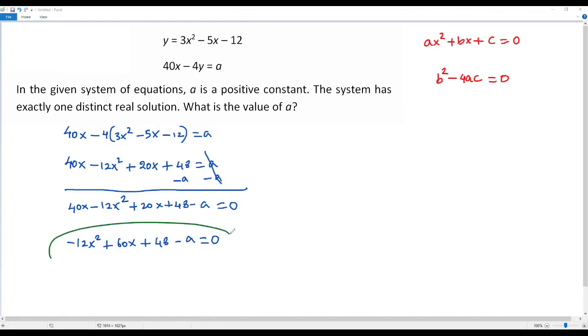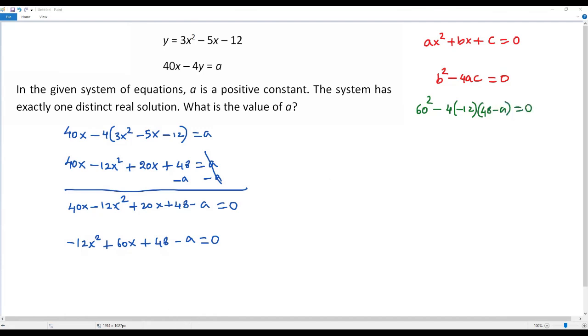Okay, what is the value of b in this equation? Actually, b is the coefficient of x, a is the coefficient of x squared, and c is the constant term. Since b is the coefficient of x, we have to consider the coefficient of x in this quadratic equation to get the value of b. So the coefficient of x is 60. So we can plug in 60 for b. Then I'm getting 60 squared minus 4 times a, where a is the coefficient of x squared. The coefficient of x squared is negative 12. Let's plug in negative 12 for a. And for c, we consider the constant term, that is 48 minus a, equals 0.